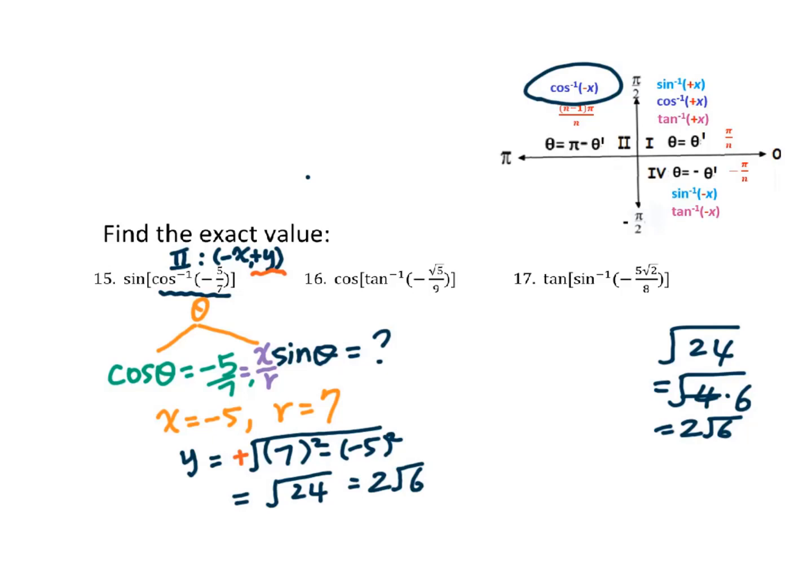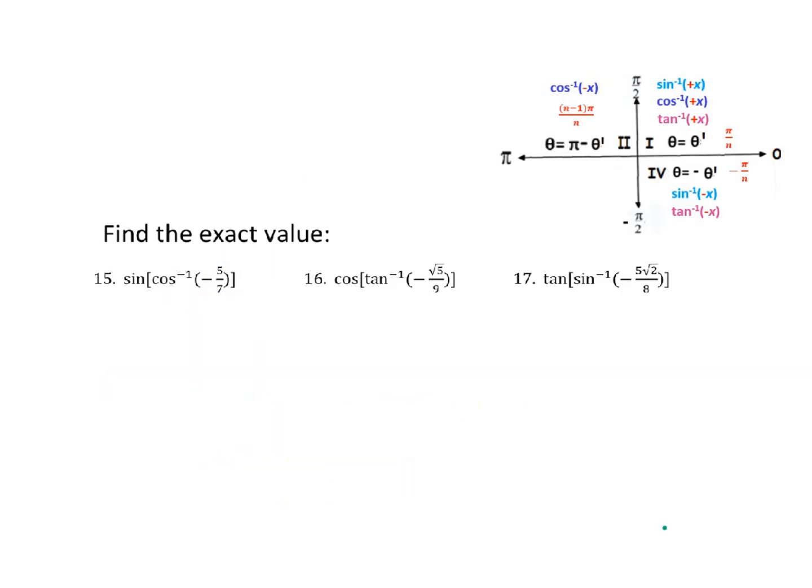Therefore, for sine theta, it will be y over r, which means 2 square root of 6 over 7. This will be the answer. You can check: for second quadrant, sine will be positive. That means this is good. Now let's go to 16.